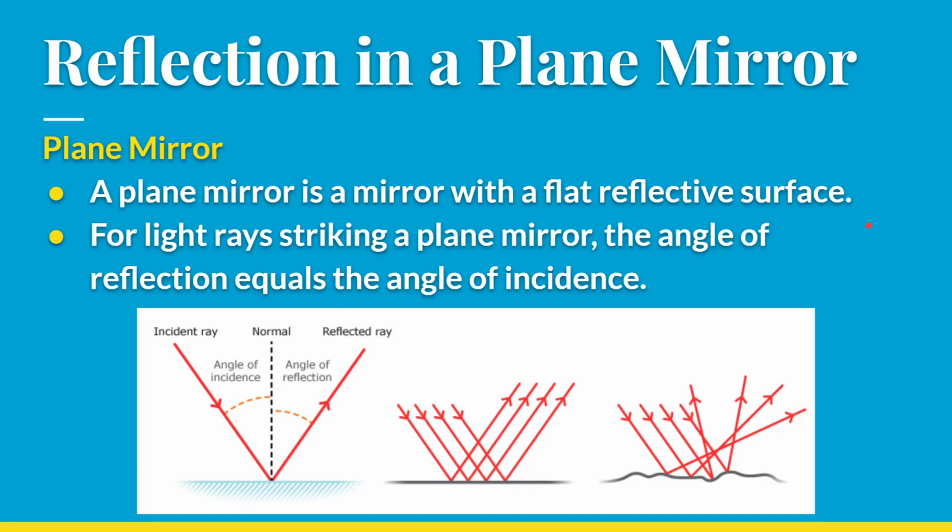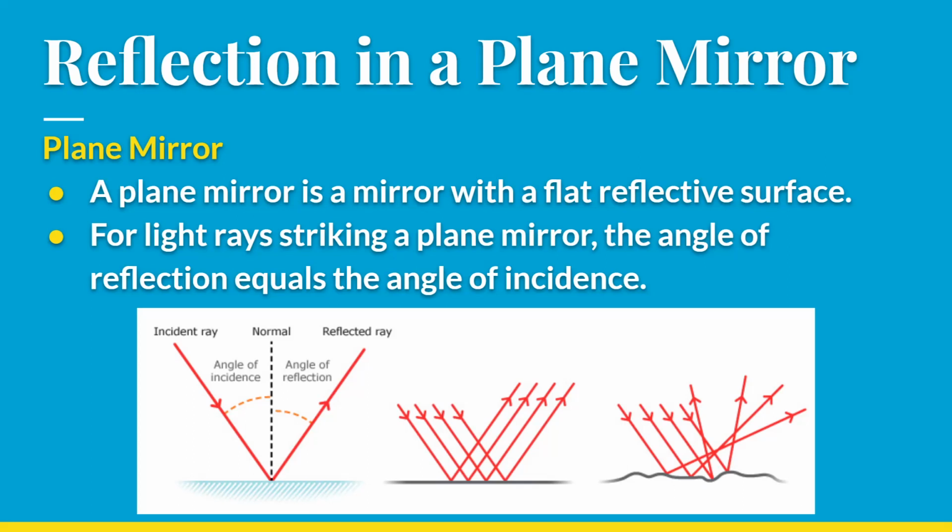A plane mirror is simply a flat reflective surface, like the mirror in your bathroom, as opposed to a funhouse mirror that has a weird shape to it. A plane mirror is just a flat, normal, boring old mirror. Whenever light rays strike this flat surface, we still follow the law of reflection that we learned in the last unit for mechanical waves, and that states that the angle of reflection equals the angle of incidence.